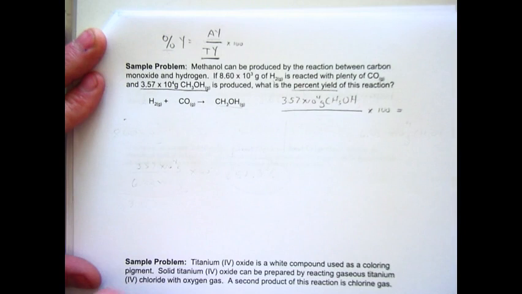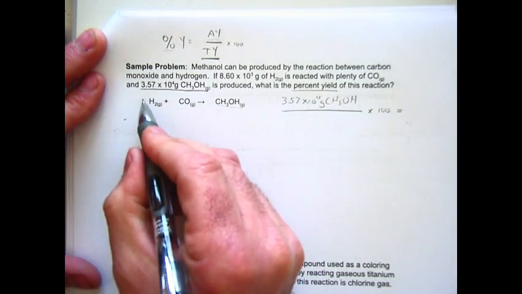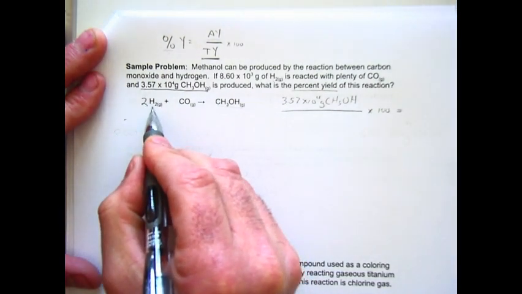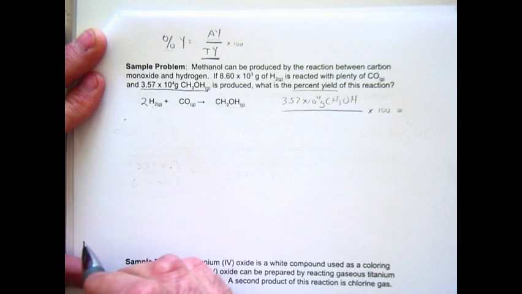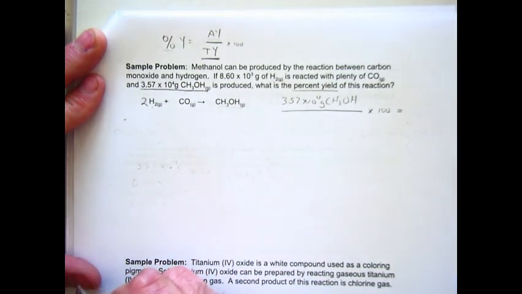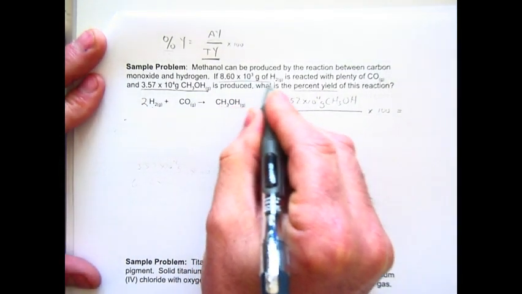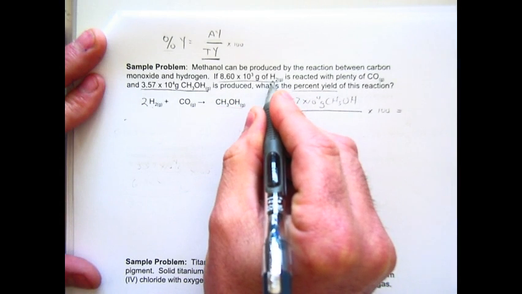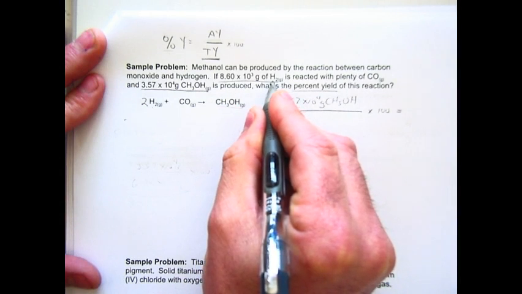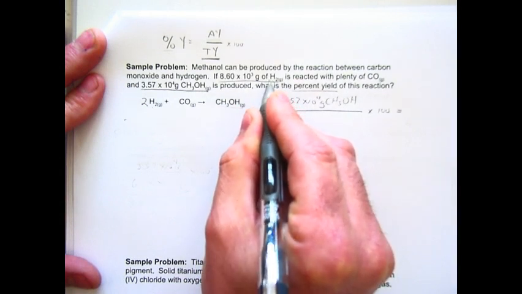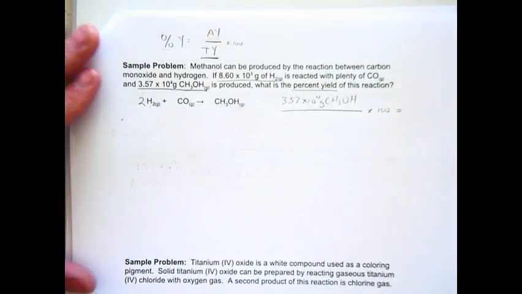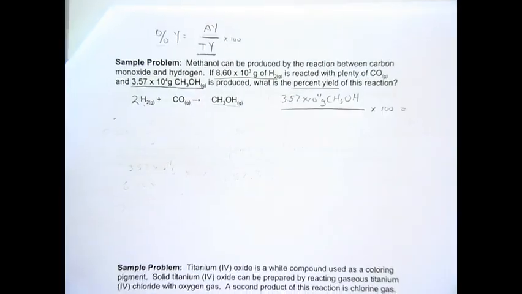Now, first step with all stoichiometry problems is to balance the chemical equation. This one is simple, so we just simply put a 2 in front of the hydrogen, and that balances the equation. Step 2, we set up our starting point and end point. Our starting point is right here. It's the amount of a reactant. In percent yield questions, the amount of reactant given is always the starting point.